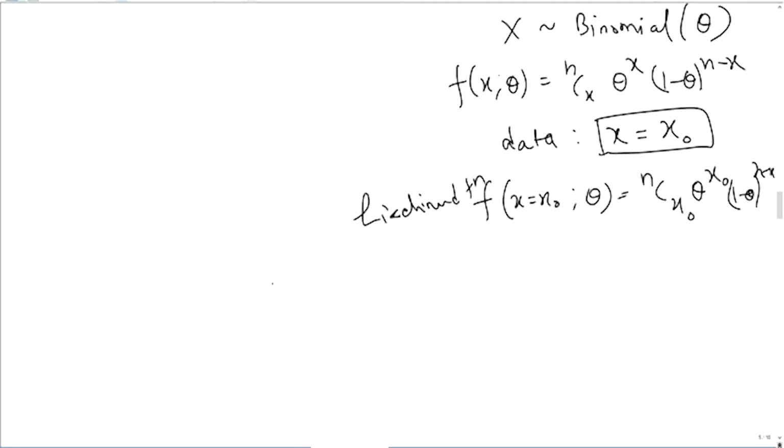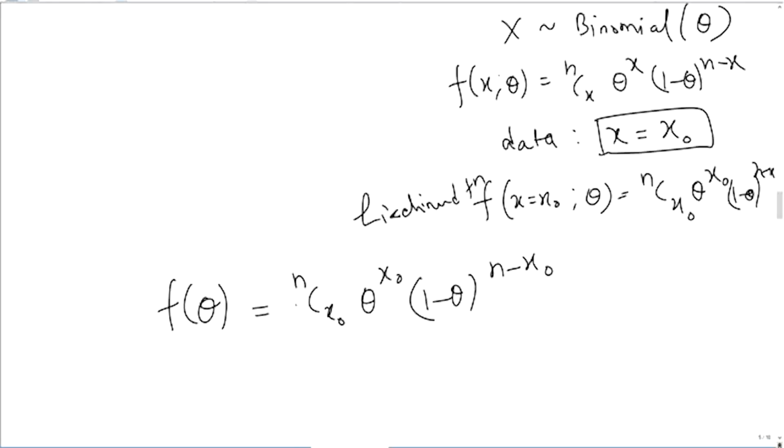Let me write it clearly here. My likelihood function is n choose x naught, theta to the power x naught, 1 minus theta to the power n minus x naught. Now this just remains a function of theta, because n and x naught are known and fixed. So basically your data and the sample size are known and fixed.